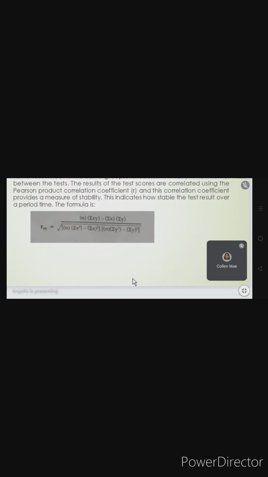So r xy is equal to n, which is the total number of scores, times the summation of x and y, minus the summation of x times the summation of y, over open bracket, n times the summation of x squared minus the square of the summation of x, close bracket, then open bracket again, n times the summation of y squared minus the square of the summation of y, close bracket. Next slide please.